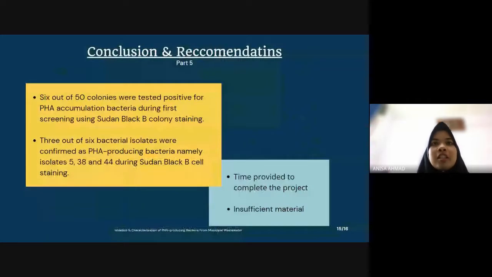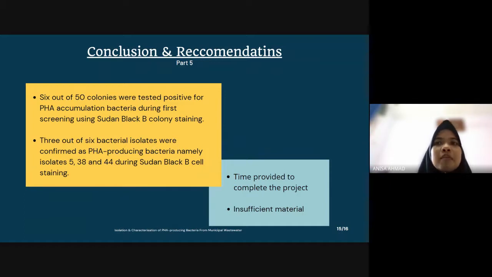In conclusion, 6 out of 50 colonies tested positive for PHA-accumulating bacteria during the first screening using the Sudan Black B colony staining. However, out of 6 bacterial isolates, only 3 were confirmed as PHA-producing bacteria, namely isolates 5, 38, and 44, during the Sudan Black B cell staining.